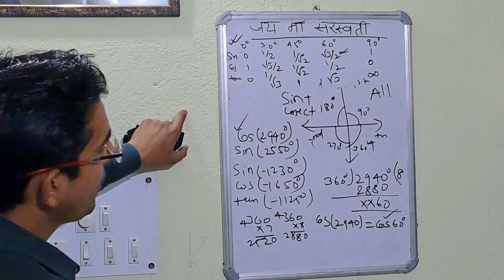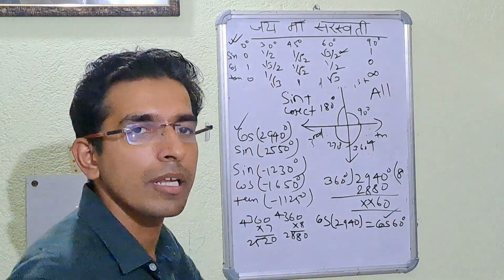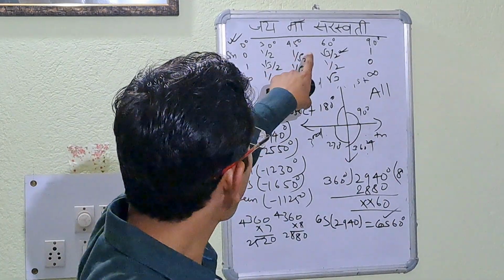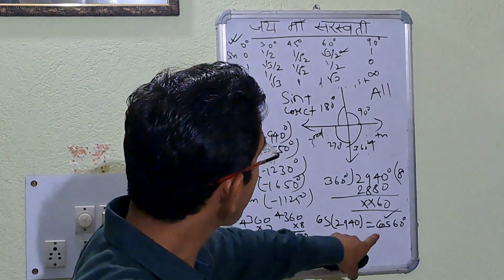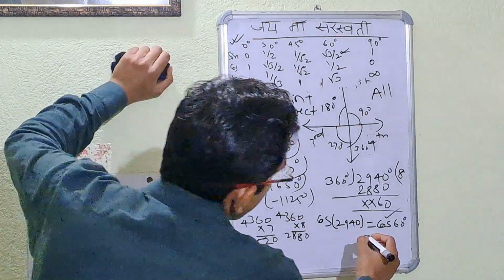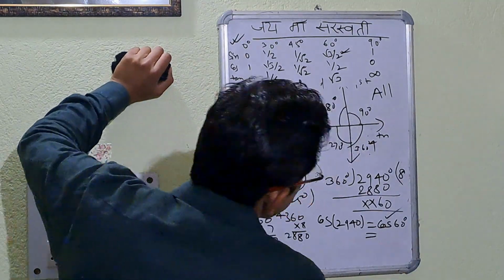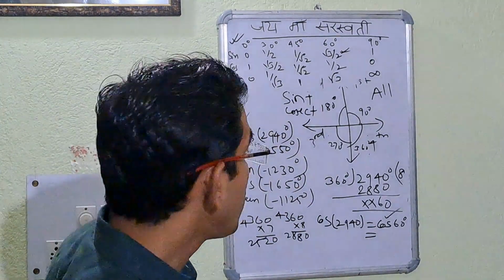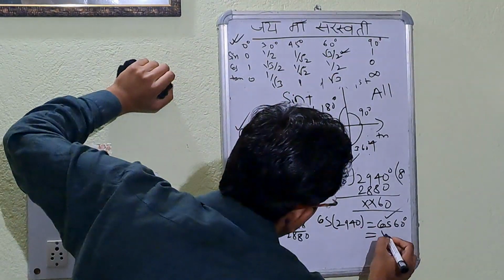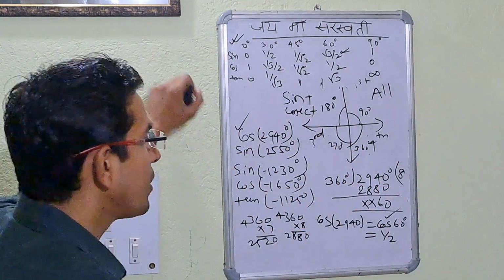Understood? It can be written as cos 60 degree. Now easily, with the help of the trigonometric values, we will check the value of cos 60 degree. We will see here the value of cos 60 degree. It is 1 by 2. So we have got it in an easier manner.